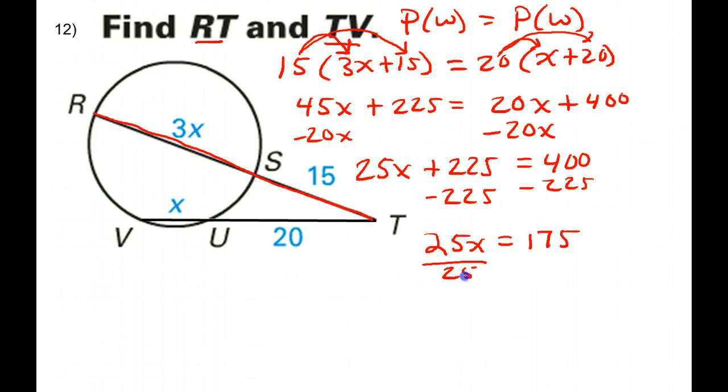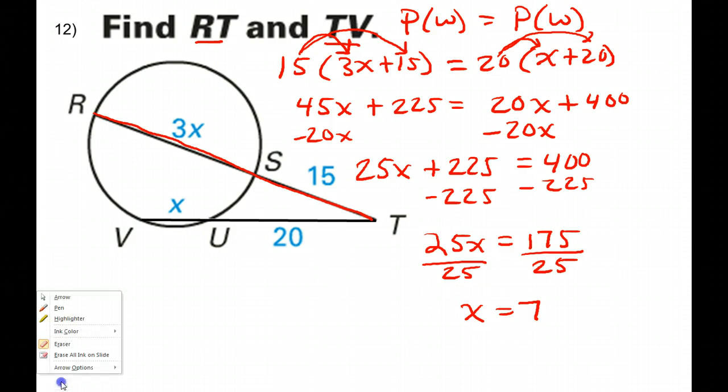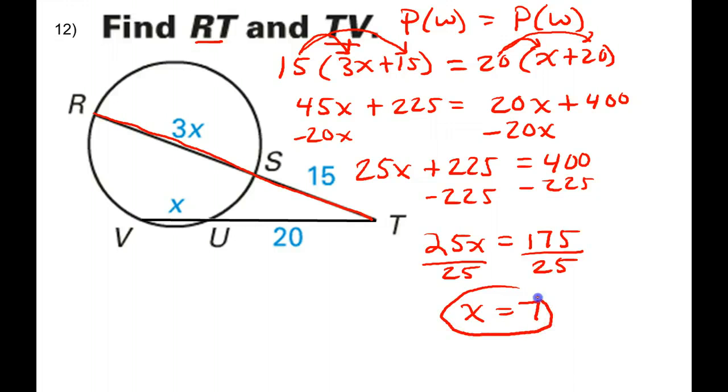So then when we divide both sides by 25, we're going to get x equals 7. Wait a minute, that is not the final answer. I should not have put a box around that as though that were the final answer. Maybe I'll circle it or something. But that's not the final answer because we have to go back and find RT and TV.